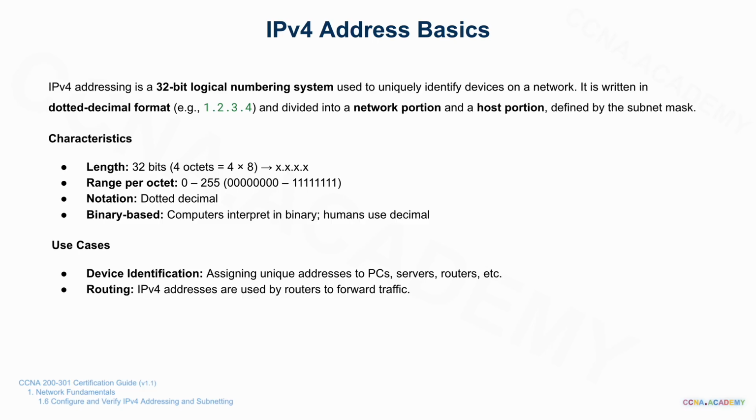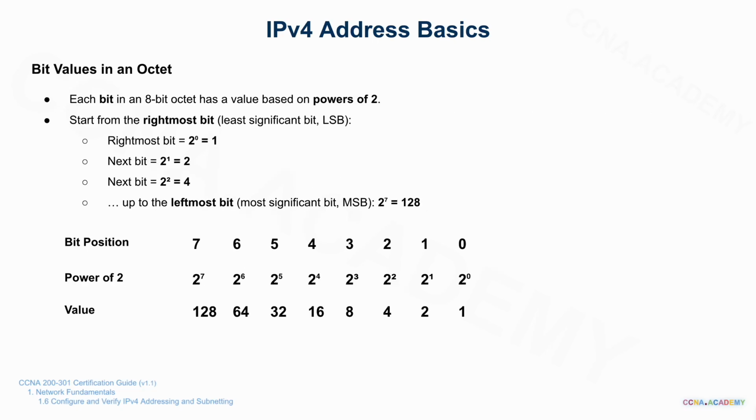IPv4 is a 32-bit addressing system that uniquely identifies devices on a network. It's written in dotted decimal format, like 1.2.3.4. Each address is split into a network part and a host part, based on the subnet mask. Computers work with binary, but we use decimal to make it easier for humans. Each octet has 8 bits, and each bit has a value that doubles as you move left. Starting from the right, the values are 1, 2, 4, 8, 16, 32, 64, and 128. That's why binary aligns so perfectly with IP addressing.